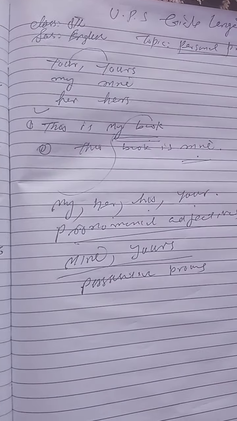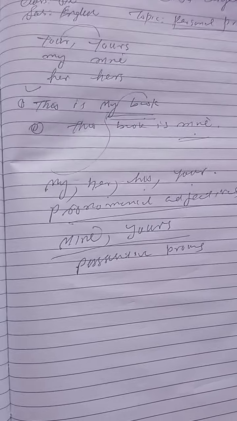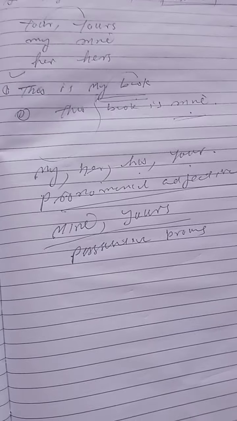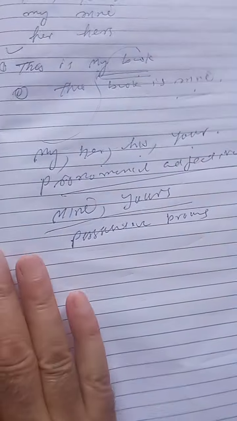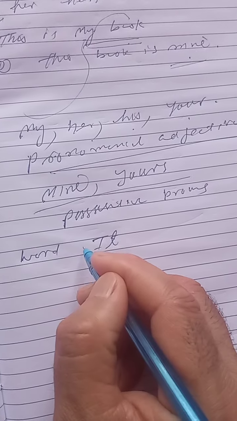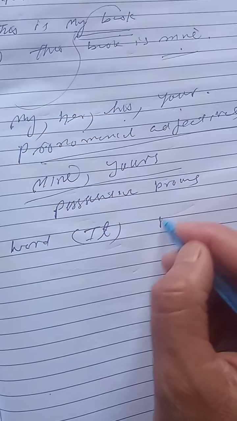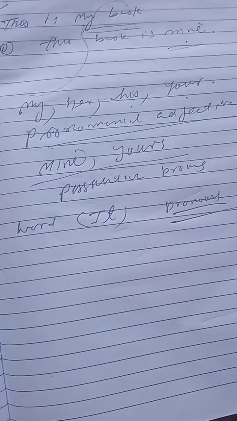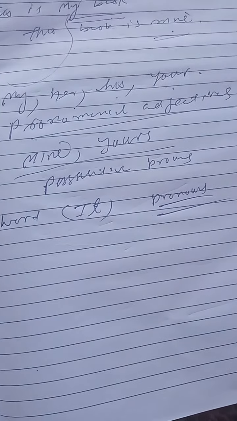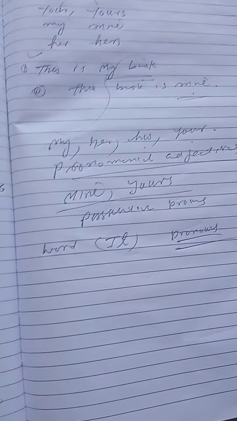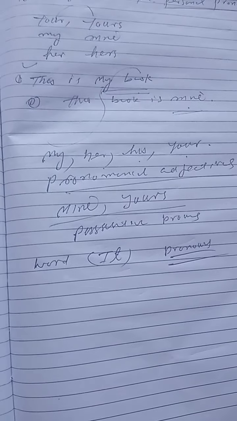So here it is a possessive pronoun, while in the first case, this is my book, it is a possessive adjective, because it's always followed by a noun and it modifies the noun. Second is the word it, which is also a pronoun. But how is it used? I, you, she are all pronouns, but in the case of the third person singular, we use she and he. She indicates a girl, a female, and he indicates a male.